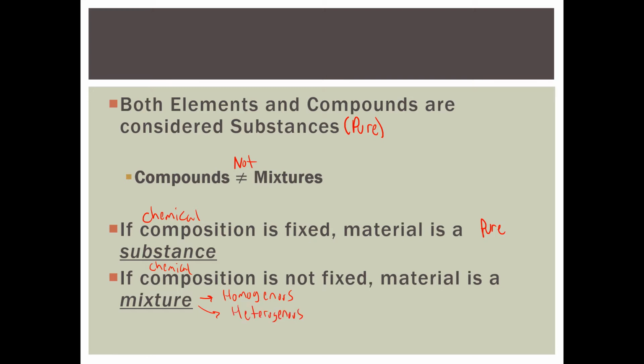And that kind of depended on, I guess, the composition of the mixture in relation to itself. So if its composition was fixed relative to itself, it was homogeneous. If the composition of the mixture was not fixed relative to itself, it would be heterogeneous. Okay.